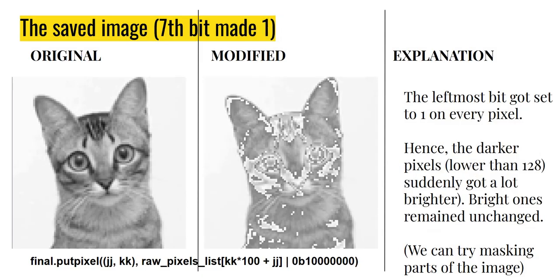Here, I made the seventh bit 1 because I did an OR with 0, 1, 0, 0, 0, 0, 0, which means basically what's going to happen is that for every pixel, the seventh bit will become 1, which means that the darker pixels which were lower than 128, remember those are the ones where this bit was 0, those pixels that were darker have suddenly become a lot brighter. The bright pixels remain unchanged, and again the look and the feel of this completely changes. Those areas where it was dark are suddenly bright, everything else remains unchanged. The whole image starts to look totally different.